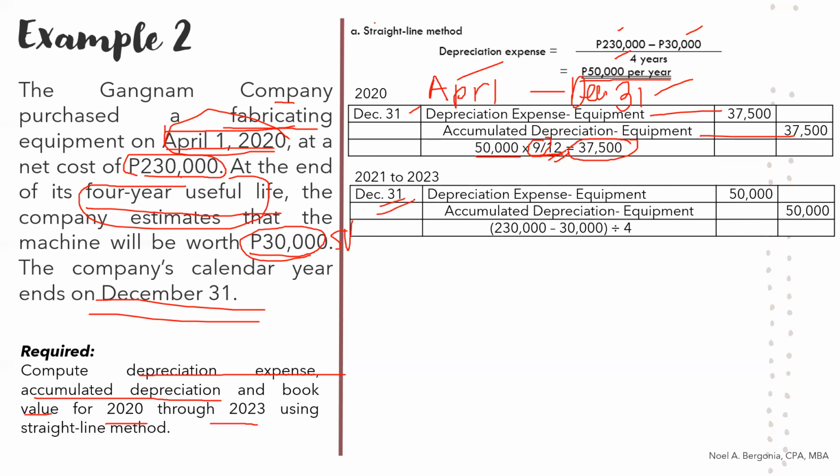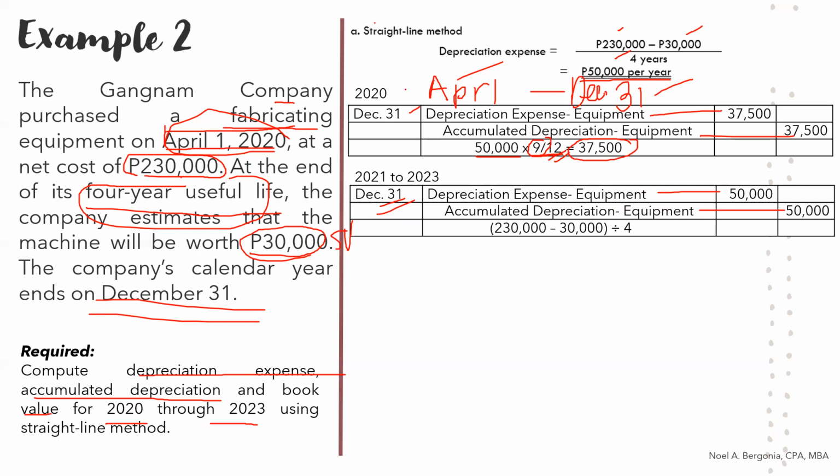Tatlong entry yan ha, pinagsama-sama ko lang siya kasi pare-parehas lang naman siya every year. Okay? So debit depreciation expense, equipment 50,000 since good for 1 year naman siya. And then credit accumulated depreciation equipment 50,000. Okay, again, that is good for 1 year. Okay? I hope that that is clear.